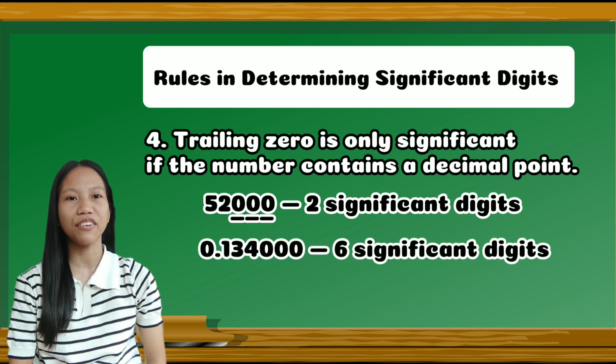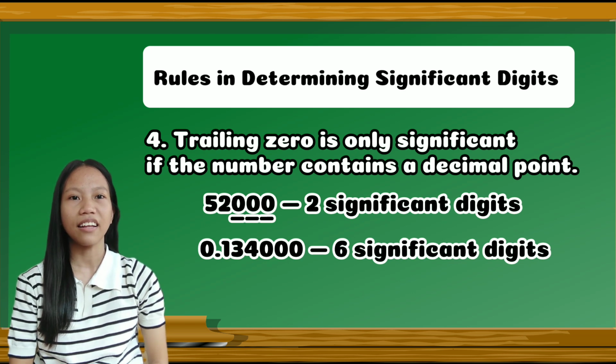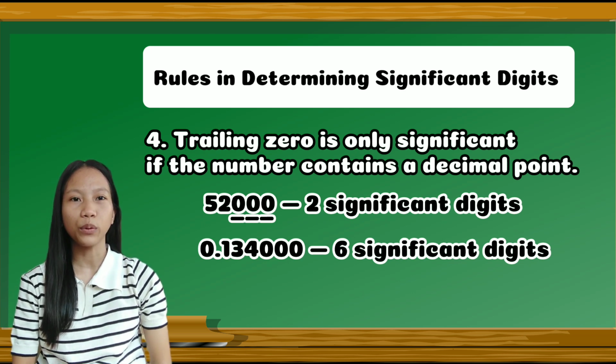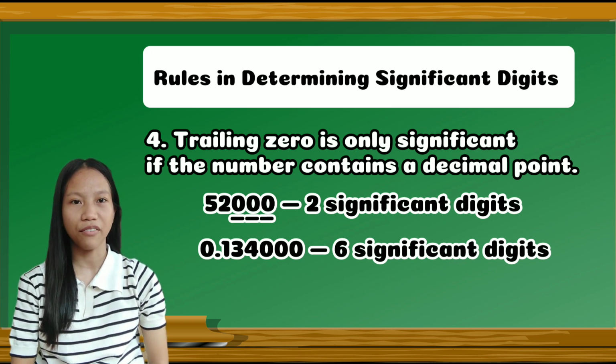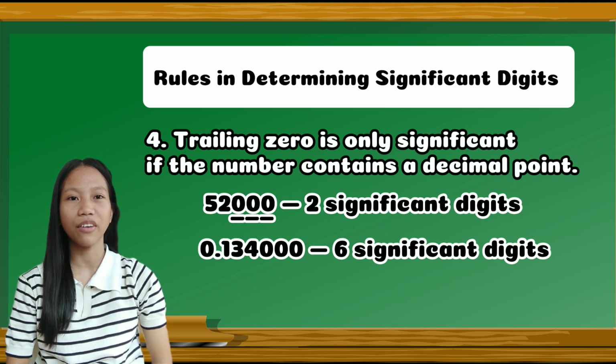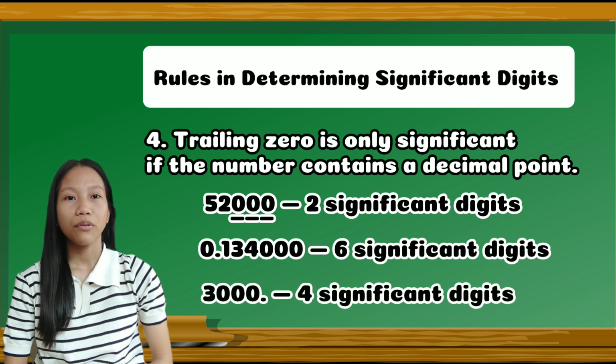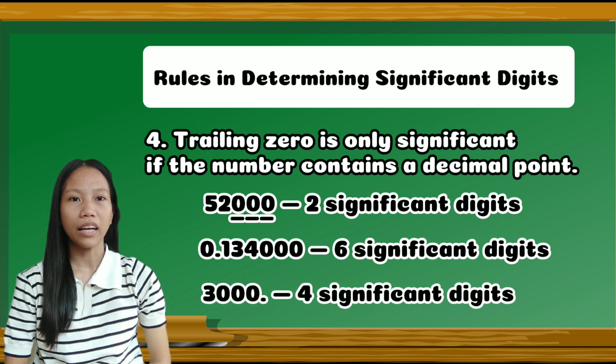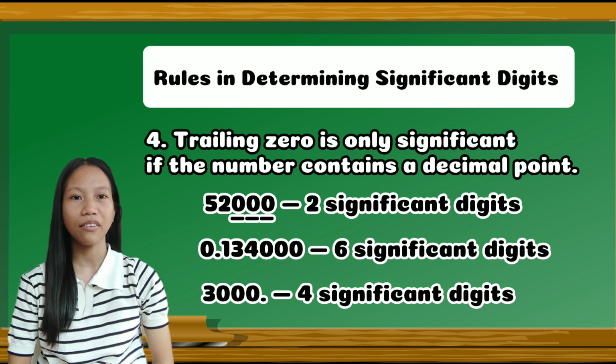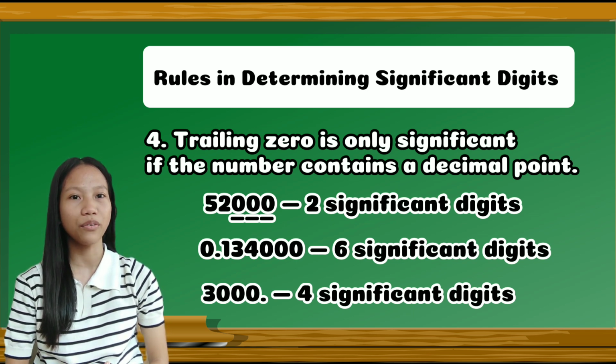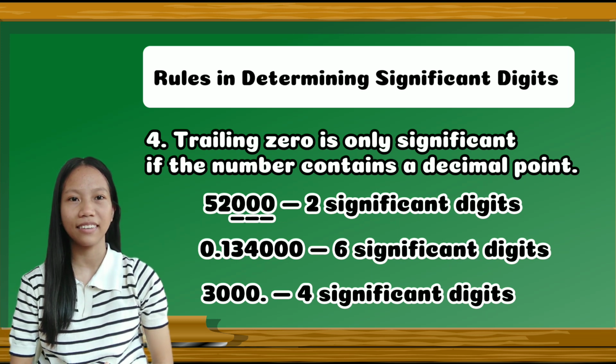Another example is 0.134000 has 6 significant digits. It has a decimal point, so we will include all the numbers as significant. Another example is 3,000 with a decimal point at the end has 4 significant digits. It has a decimal point, so all the numbers are significant.